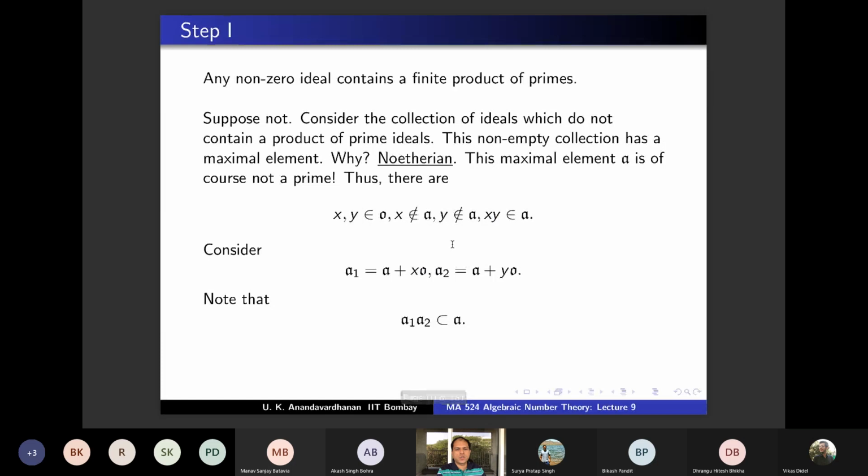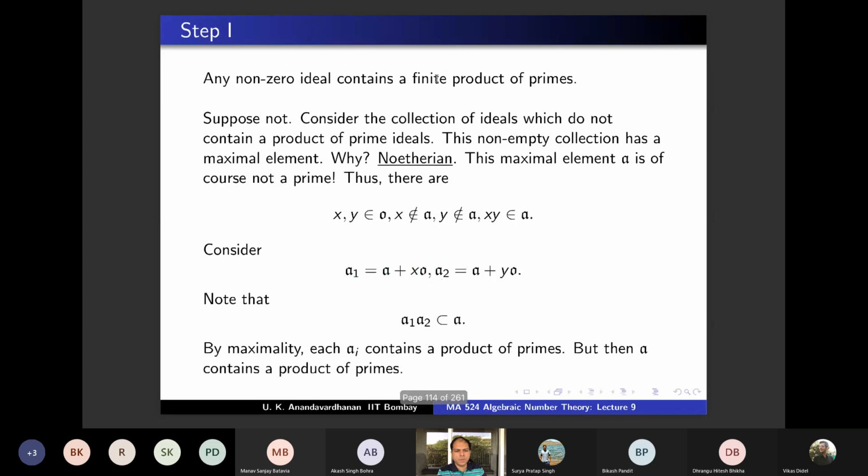And that's a contradiction, right? So A1 A2 is contained in A. Since A1 contains a product of primes and A2 contains a product of primes, therefore A contains a product of primes. That's a contradiction to the fact that A belongs to this collection. So the contradiction shows that any non-zero ideal contains a finite product of primes. Okay with this proof?